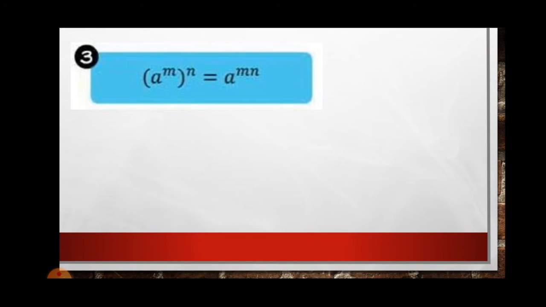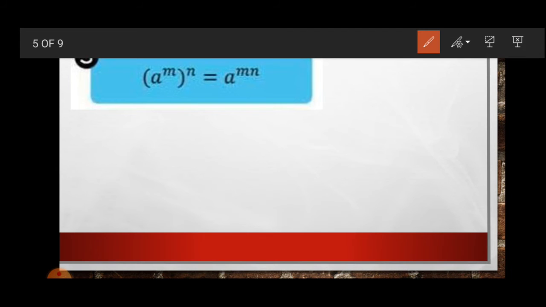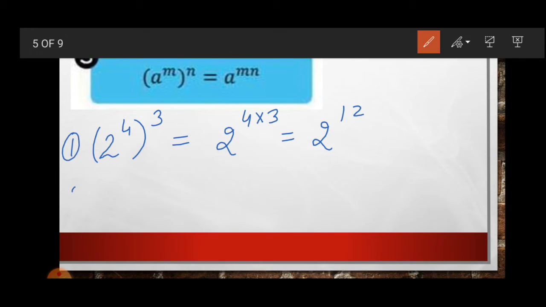Third law of exponent: a raised to the power m, raised to the power n, is equal to a raised to the power m into n. Let's take an example. 2 raised to the power 4, raised to the power 3, is equal to 2 raised to the power 4 into 3, which is 2 raised to the power 12. Let's take another example.